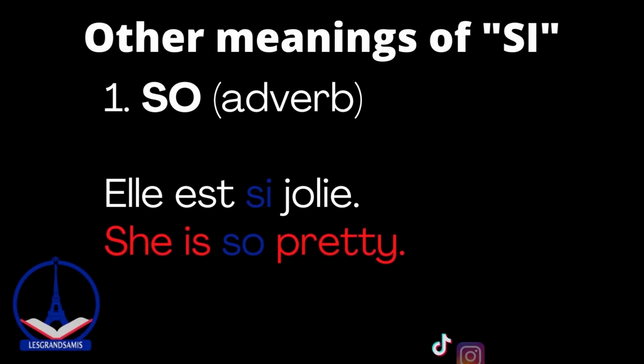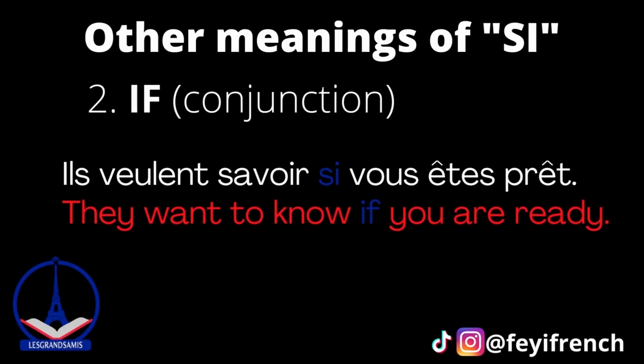Now on to our third question. What other meanings does the French word si have apart from yes? Si can be an adverb and mean so in English. So, for example, elle est si jolie. That means she is so pretty. Also, si can mean if. For example, ils veulent savoir si vous êtes prêt. They want to know if you are ready.